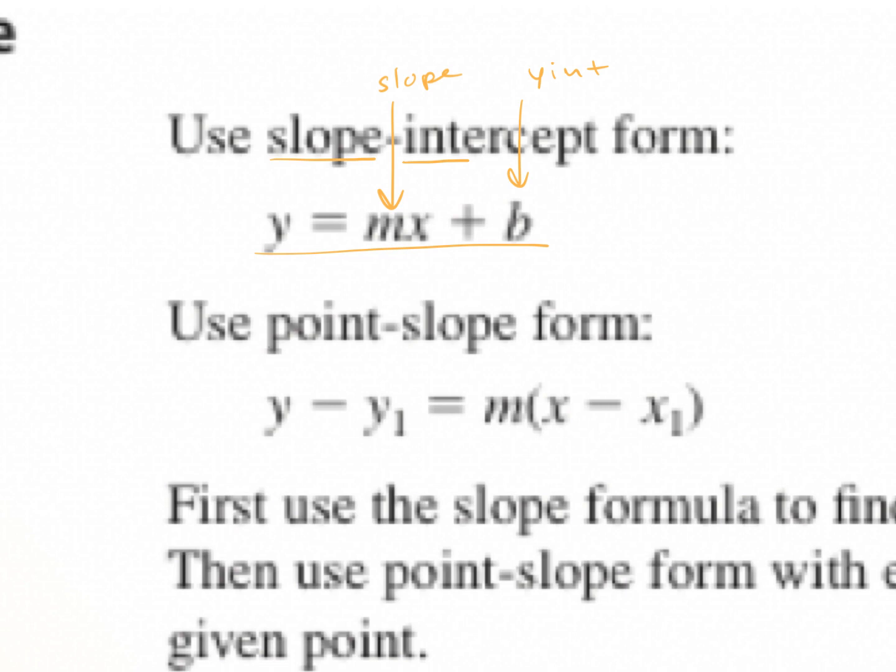Our other form is point-slope form. We use point-slope form when we're given a point and a slope. So our point would be (x1, y1), and our slope is the m.